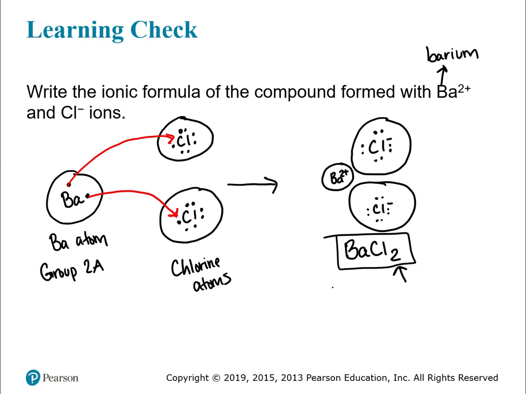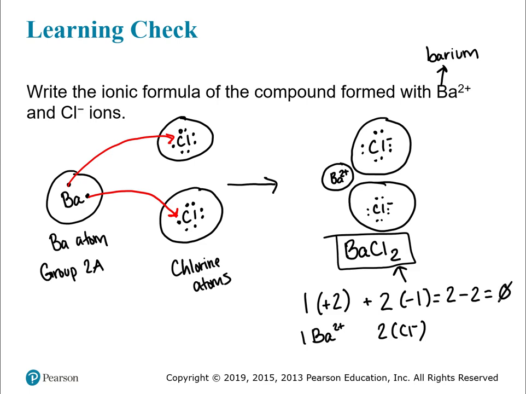Let's do our little analysis. If we've got 1 barium atom and it's got a positive 2 charge, and then we've got 2 chloride ions, that's like saying 2 minus 2, which is equal to 0. So our formula is correct.